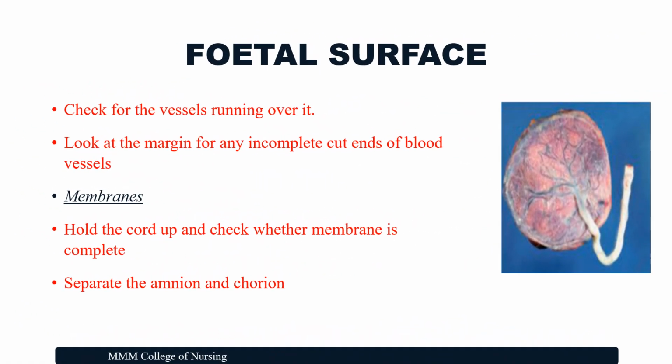While examining the placenta, you have to check both the surfaces, fetal surface and the maternal surface. The fetal surface is always shiny and grey. There you have to check for the vessels running over it. Look at the margin for any incomplete cut ends of blood vessels. And the membrane, you have to hold the cord up and check whether the membrane is complete or not, and separate the amnion and chorion.